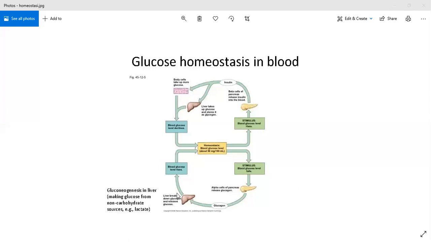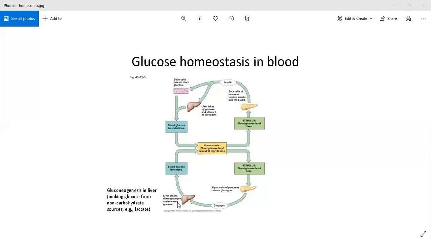And once glycogen is broken down, it will release what? Glucose. Remember that glycogen was formed from glucose through glycogenesis. But now you have to break down that glycogen back to glucose. The process of breaking down that glycogen back to glucose is controlled by glucagon. And the breakdown of glycogen back to glucose is called glycogenolysis.